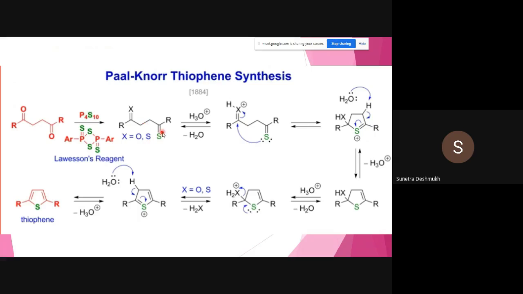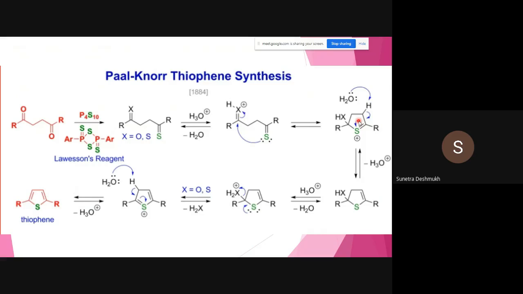First, X is equal to oxygen or sulfur, but here we get one sulfur atom from Lawesson's reagent. On treatment with an acidic reagent, H+, we have to protonate this oxygen. After protonation, the electropositivity of this carbonyl carbon increases. So attack of the nucleophile, the lone pair on the sulfur atom, on this carbonyl carbon is easy. In that way, we are now successful in assembling the thiophene molecule.